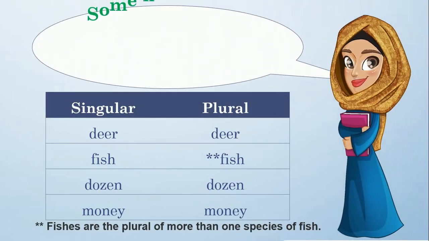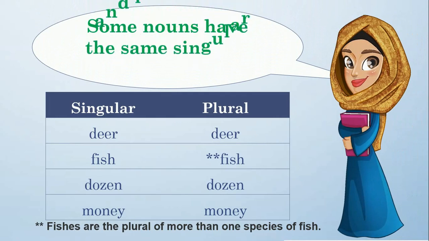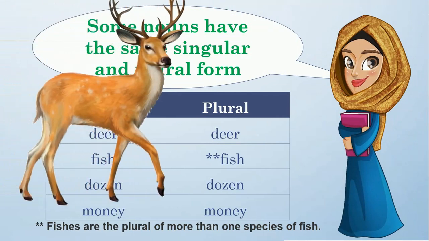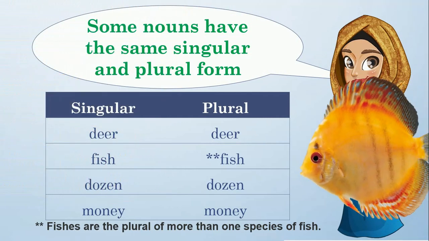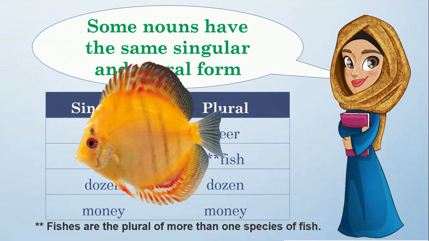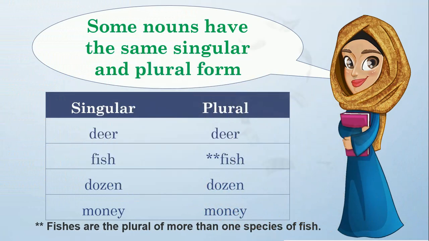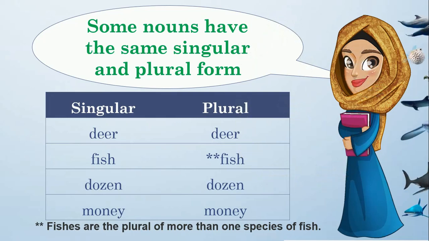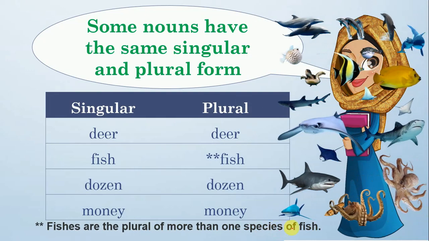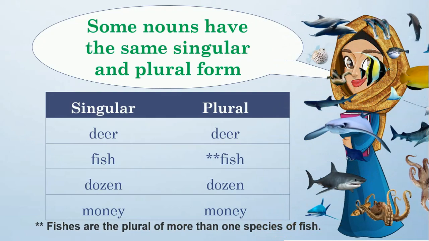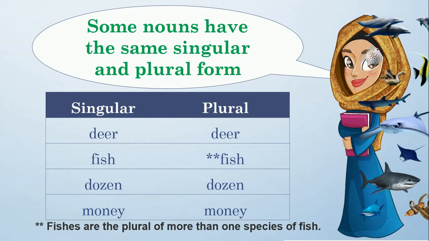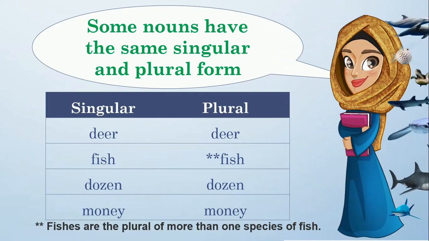All right. Some nouns have the same singular and plural form, like deer, singular, deer, plural. Fish, singular, fish, plural. Dozen, dozen. Money, monies. So, fishes are the plural of more than one species of a fish. So when we're talking about different kinds of species, then we are only going to say fishes. Otherwise, the plural of fish is fish.